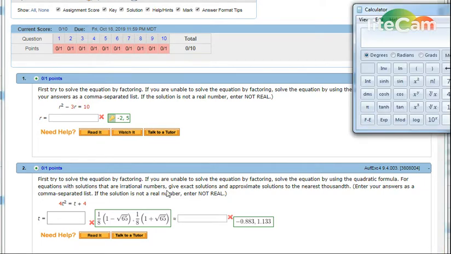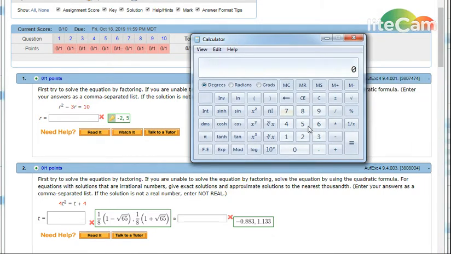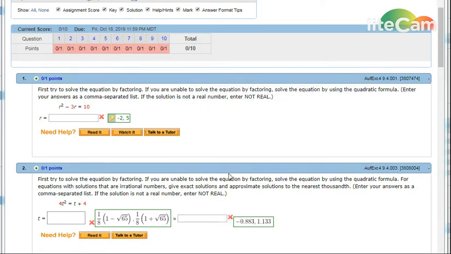So if you take the square root of 5, let's clear that. Let's take the square root of 5. You'll notice that there's no order to the square root of 5. So that would be considered irrational. In that case, give an exact solution, meaning the square root of 5 needs to be in your answer.